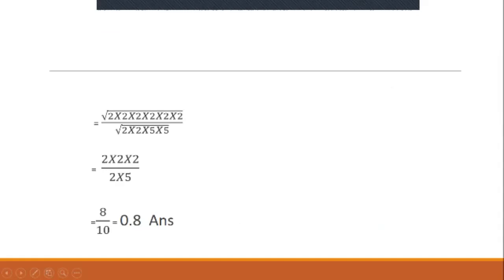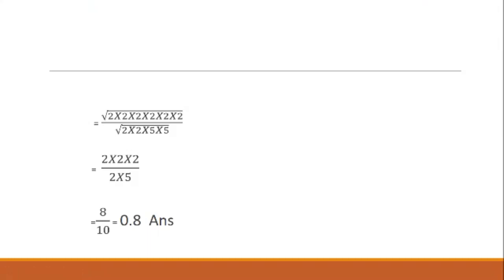2 2s are 4, 4 2s are 8. In the denominator, 2 5s are 10. So our required answer is 8 by 10, which is equal to 0.8. Now this is the method to find the square root of a decimal by the prime factorization method. As the name indicates, in prime factorization we make the factors.